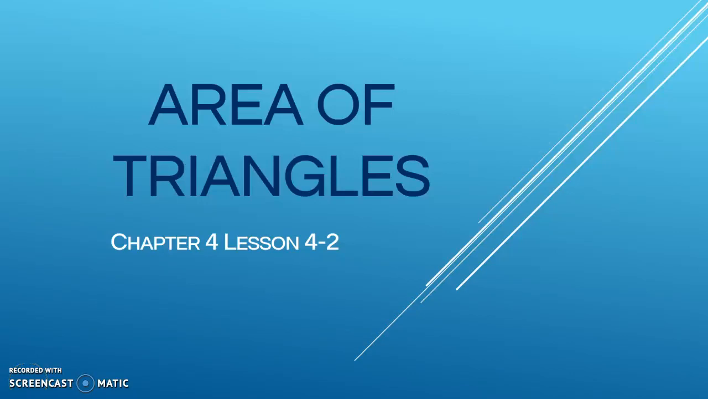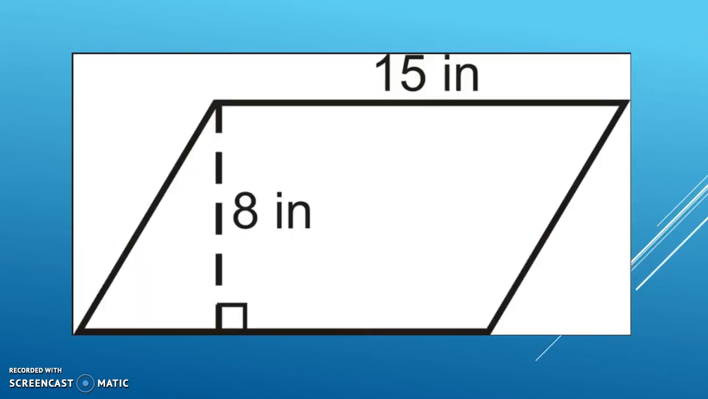In this video, we are going to talk about finding the area of triangles. Before we get into the actual formula, I want to talk about area of parallelograms first. We had just talked about area of parallelograms in the last video, and that formula is A equals base times height. Here we're given the base, which is 15 inches, and the height, which is 8 inches. I'm going to find the area of that, 15 inches times 8 inches.